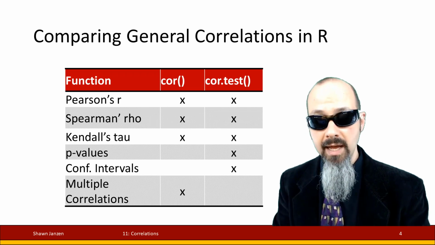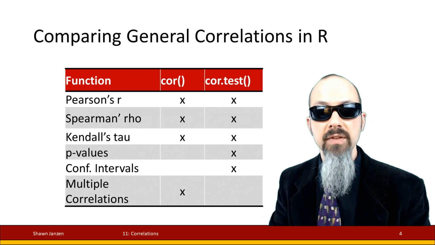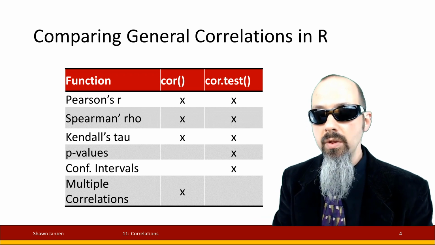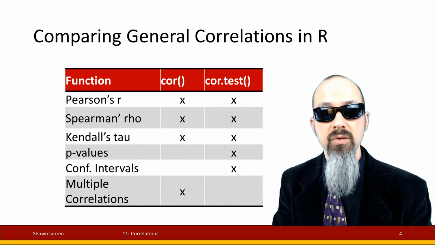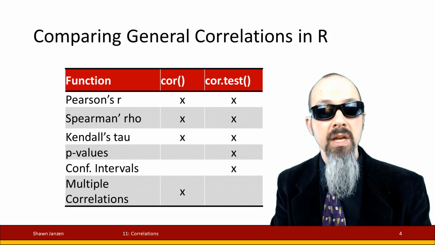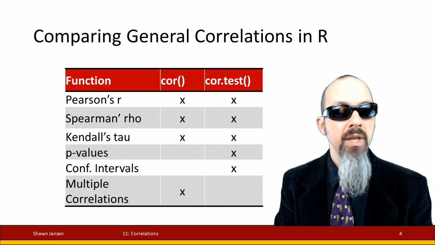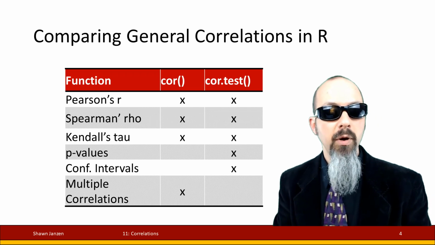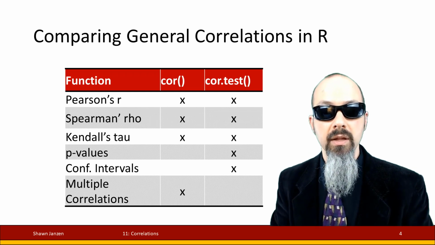Now, cor.test is the one we're actually going to use for statistical testing here, and that one's going to give us p-values and confidence intervals, where the regular cor function does not. However, the cor function gives us access to do multiple correlations at once, a topic that we're going to call correlation matrices, and we're going to talk about those in a future video, where cor.test does not. So just keep in mind, depending on what your purpose is and how many correlations you need to test, you're going to need one function or the other.